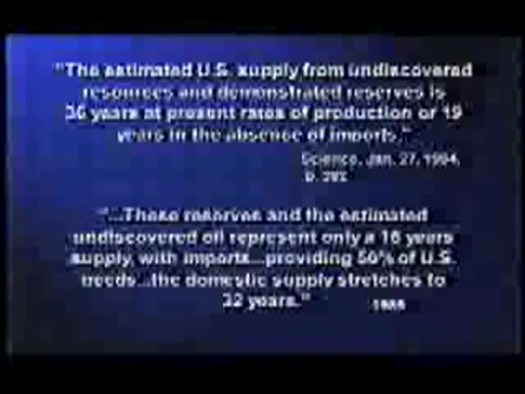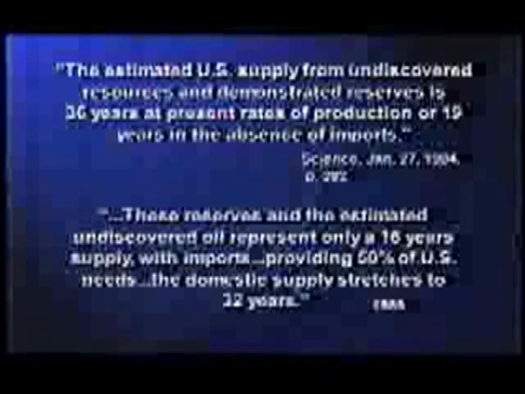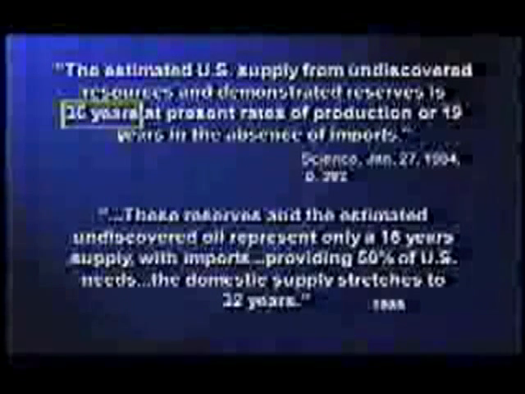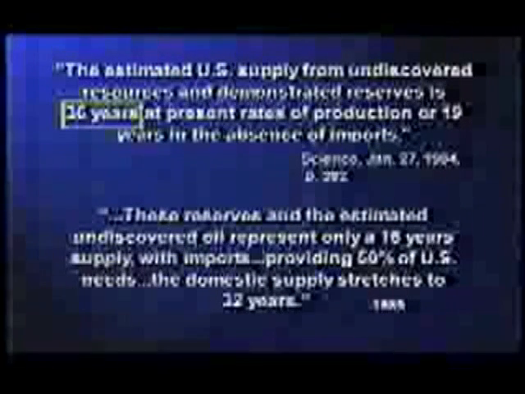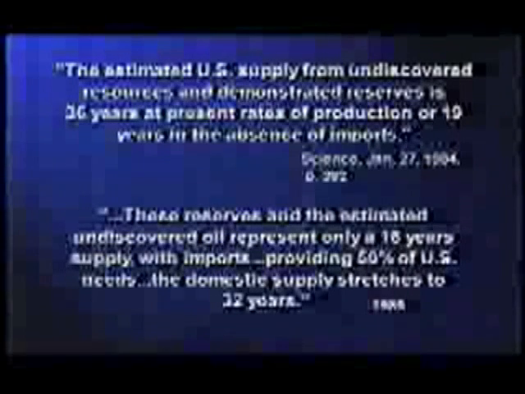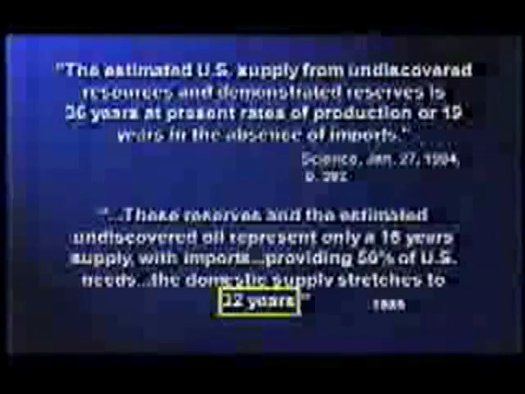And what does the Geological Survey tell us? Back in 1984, they said that the estimated supply in the U.S. from undiscovered resources and demonstrated reserves is 36 years at present rates of production, or 19 years in the absence of imports. 5 years later, in 1989, that 36 years is down to 32 years. The 19 years is down to 16 years. So the numbers are holding together as we march down the right-hand side of the Hubbert curve.